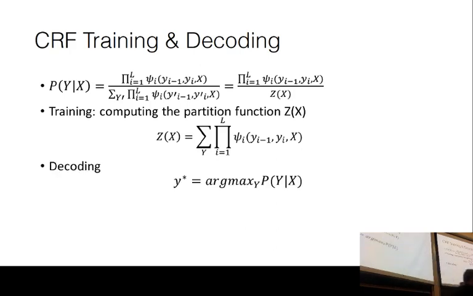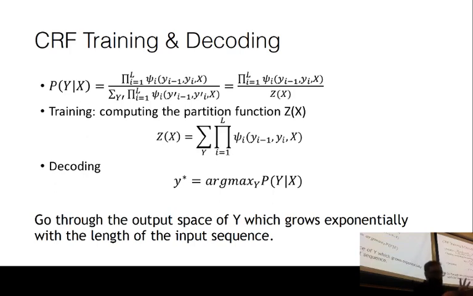And now the decoding problem would be finding the one path through the CRF that has the maximum probability. Okay? So the problem, and why especially this Z of x is hard, is that you have to go through all of the output space, and as the length of the outputs grows, the total space grows exponentially.